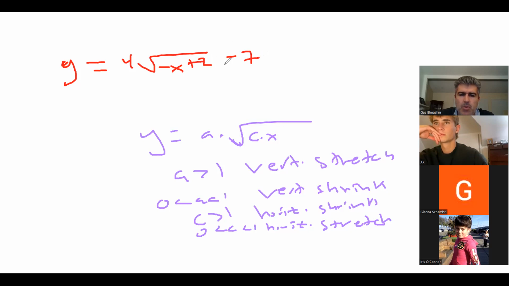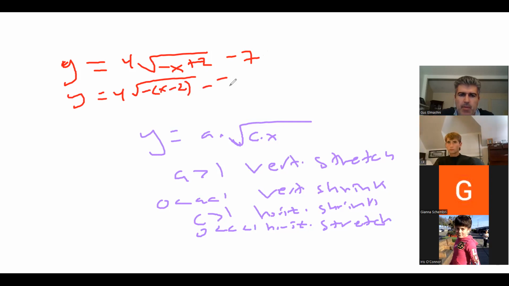Okay, so what you're going to want to do, so you can see this more properly, is pull out that negative, -(x+2). So you pull out like this, so that way you can see what x sees first. X sees that minus 2 first. So that's 2 right.